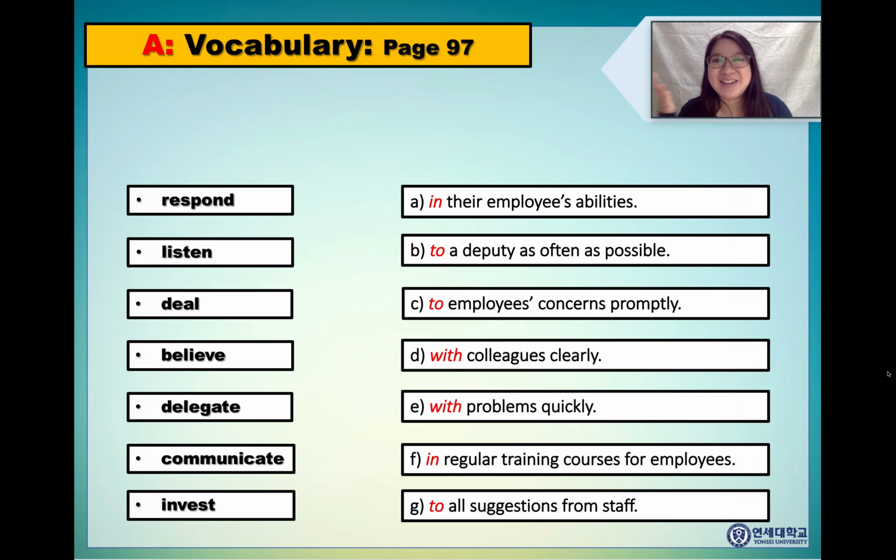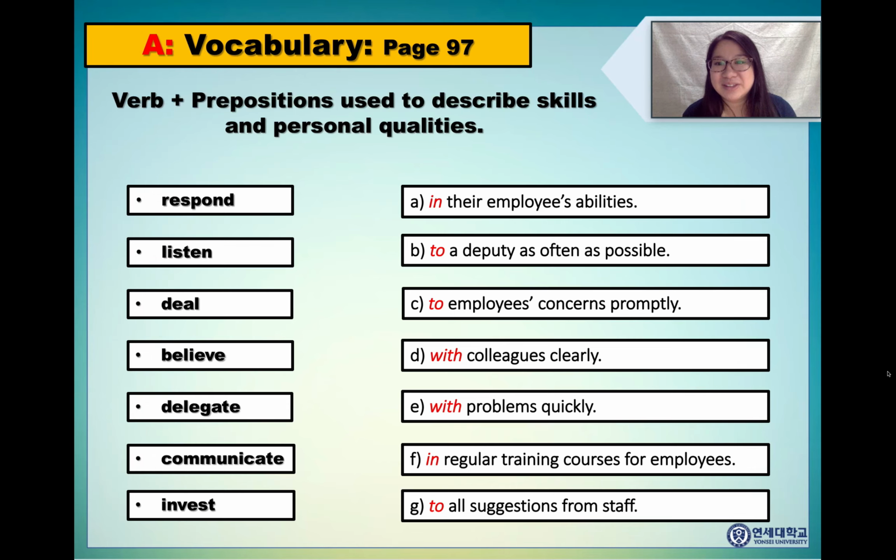Next, let's look at vocabulary. In this week's vocabulary, we're going to look at verbs and prepositions. Prepositions are words like in, to, with, about. When we combine a verb and a preposition, we can use these combinations to describe skills and personal qualities. So for example, before we said a skill we should have is to be good at languages.